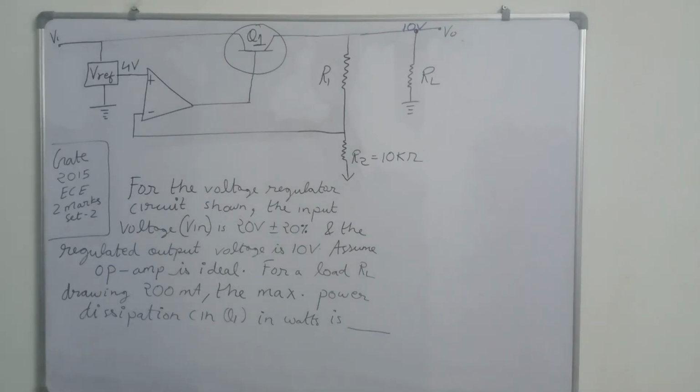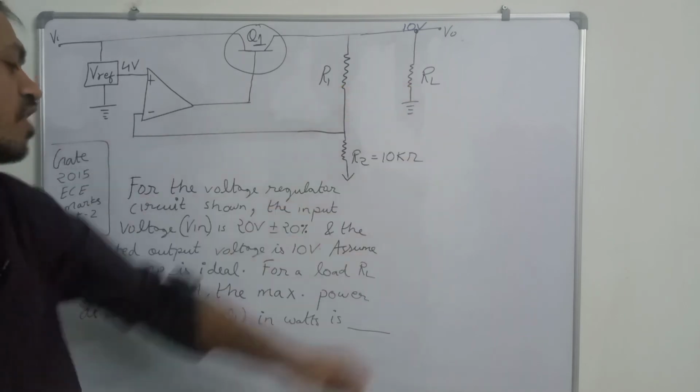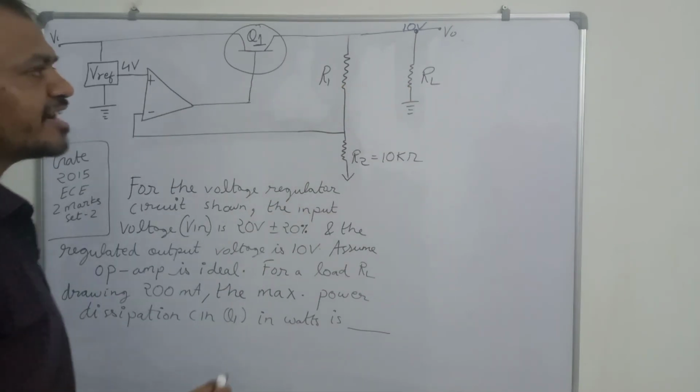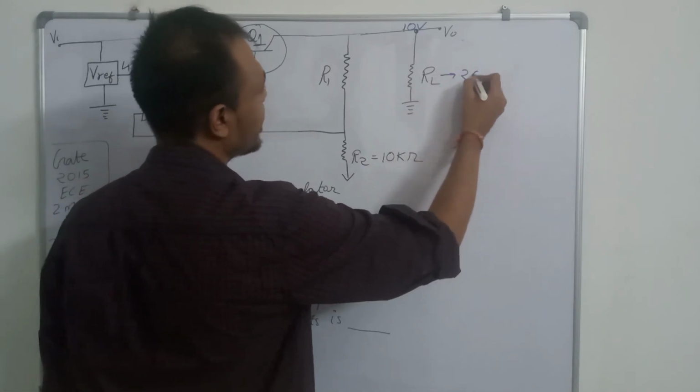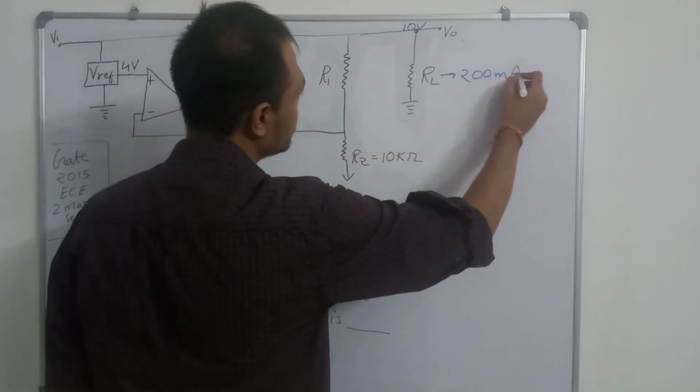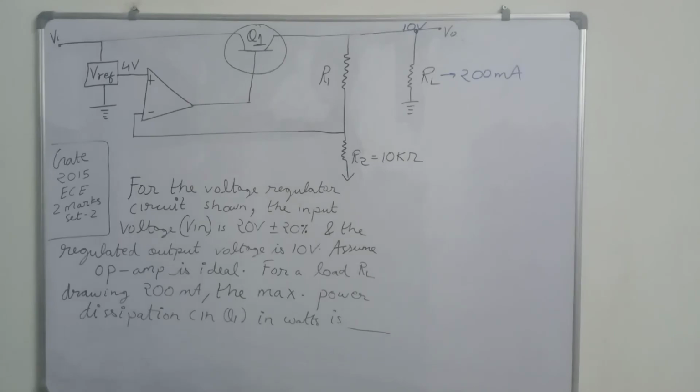Now we have to assume that the op amp is ideal and the load RL is drawing a maximum current of 200 milliampere. So we have to find the maximum power dissipation in transistor Q1 in watts.